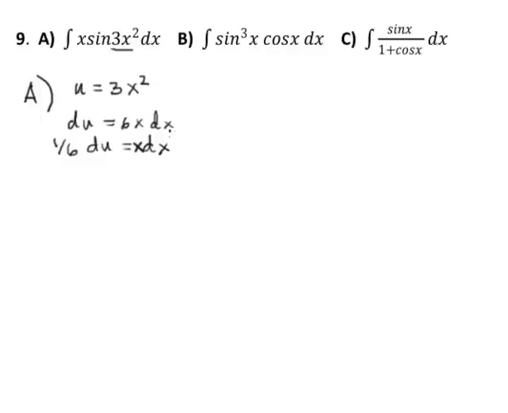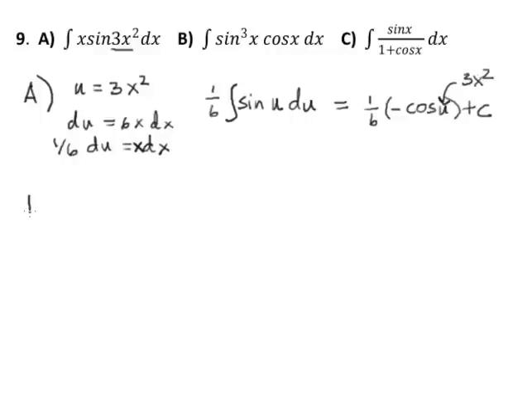So we have x dx in our integrand right there, and we'll substitute 1/6 du. So we'll put the 1/6 on the outside. And for x dx we're writing du. And for sine 3x squared we're putting sine u. The derivative of cosine is minus sine, so this would be 1/6 times minus cosine u. And now just substitute back u equal to 3x squared.